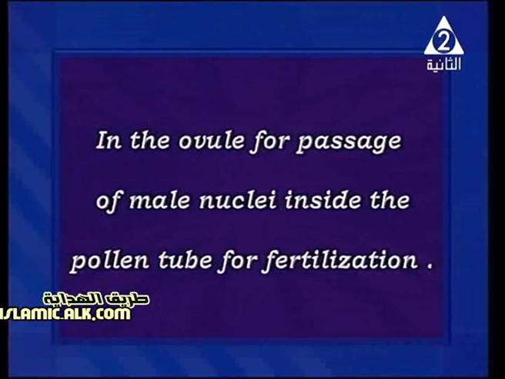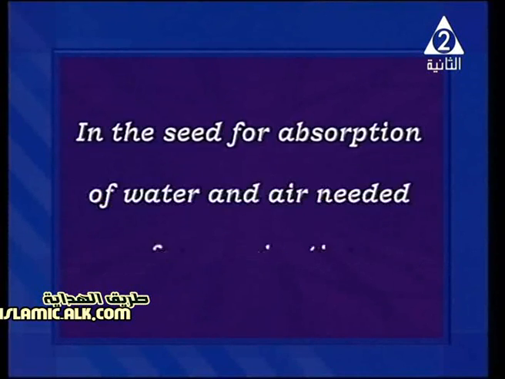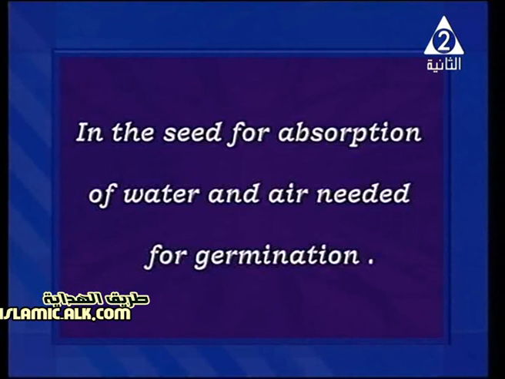If we don't have the micropyle, the integument will be hardened forming testa, and the male nucleus cannot reach the ovule and fertilize the egg cell. And in the seed, it is for absorption of water and air needed for germination. So it has two importances, one for the ovule, one for the seed: for absorption of water, and it gives it the suitable amount of air for germination.